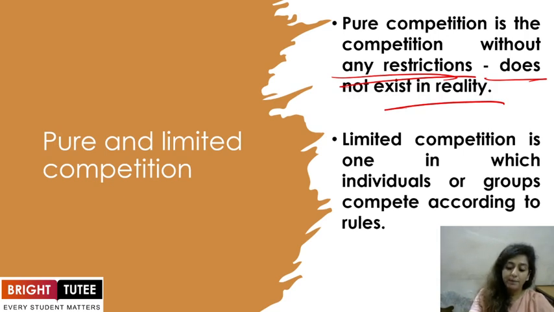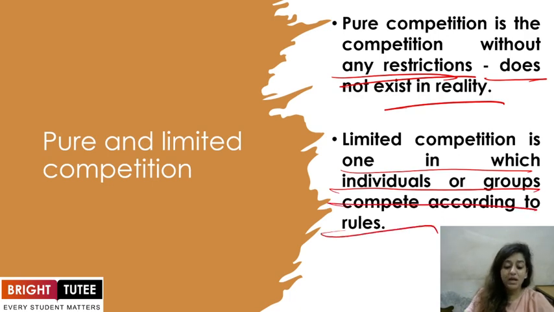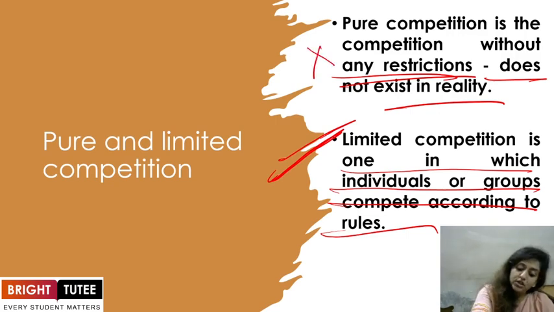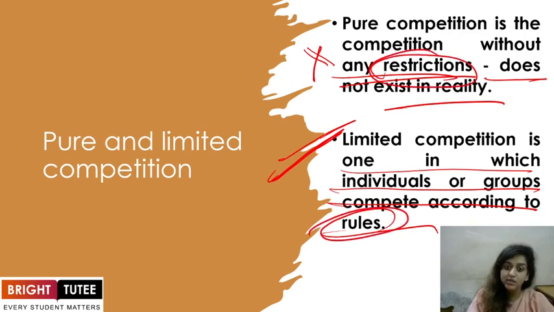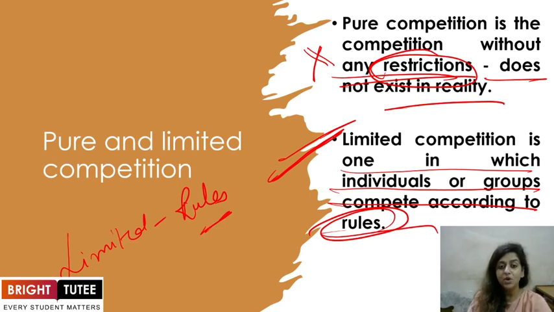Pure competition is wherein you do not have restrictions. Wherein the limited competition is the one in which individuals or groups compete according to rules, and this is what exists in this scenario. Pure competition does not exist because you got to have restrictions, you got to have rules. So the limited competition is wherein you have rules and regulations, you have restrictions while you are facing that particular competition. This is what pure and limited competition means.